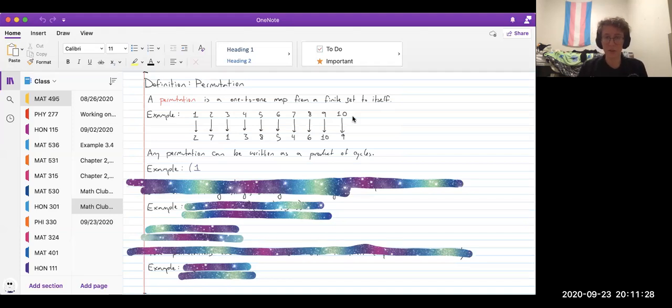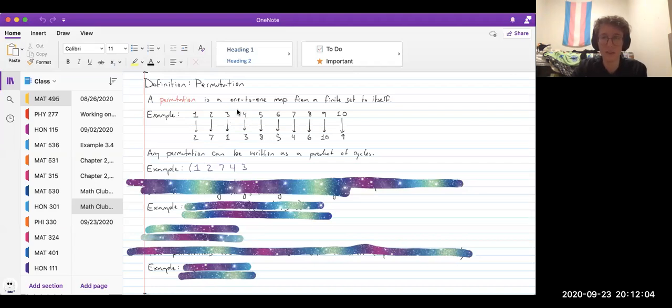You look at the permutation and see, where does 1 go? In this permutation, 1 goes to 2, so in the cycle you write a 2 next to 1. Now you look at where 2 goes. 2 goes to 7, so you write a 7 after 2. Then 7 goes to 4, so you write a 4 next to 7. Now 4 goes to 3, so you write a 3 next to 4. Then 3 goes to 1, which is at the beginning of the cycle.